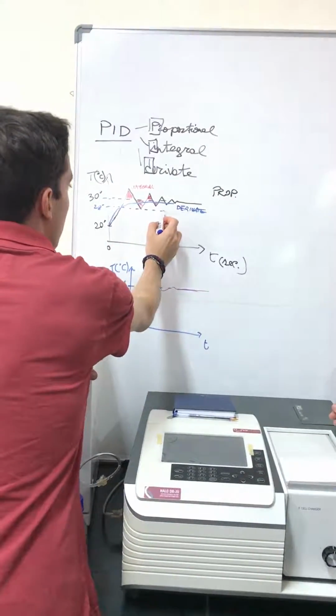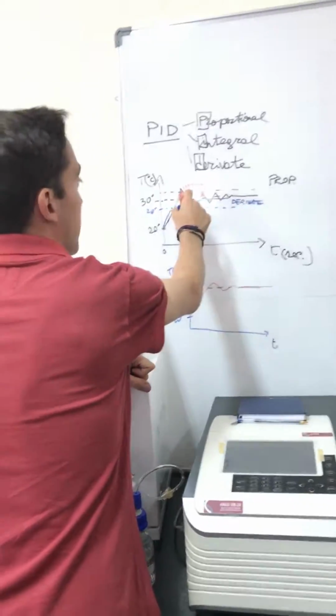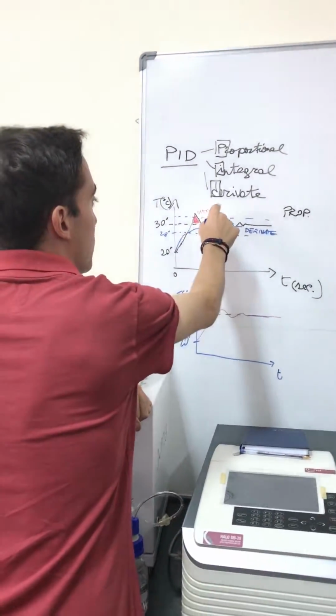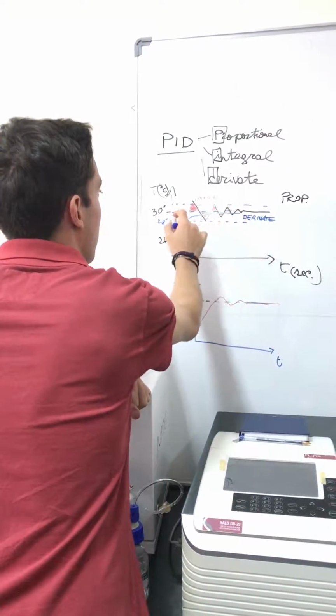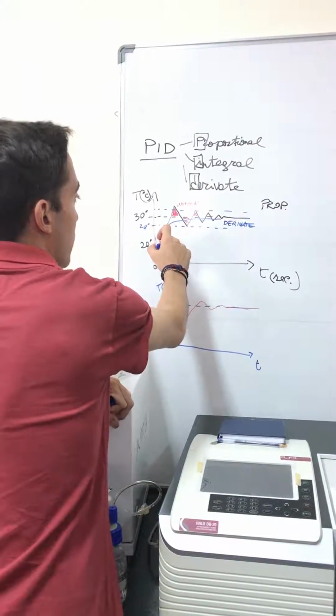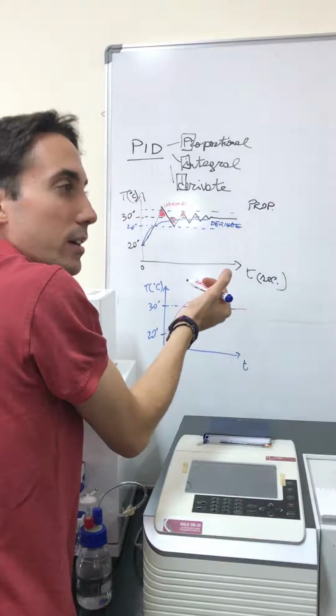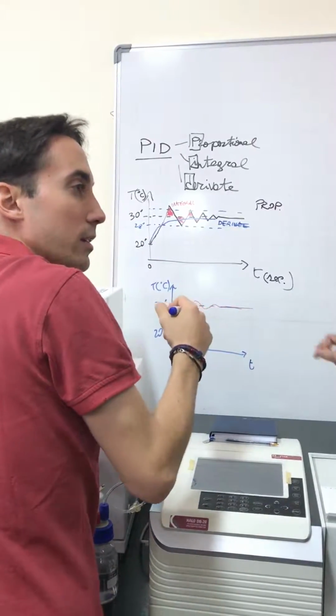So you start to brake only in this band, inside this band. Outside the band, you will not use the derivative, so you will not brake. You will not need to brake.